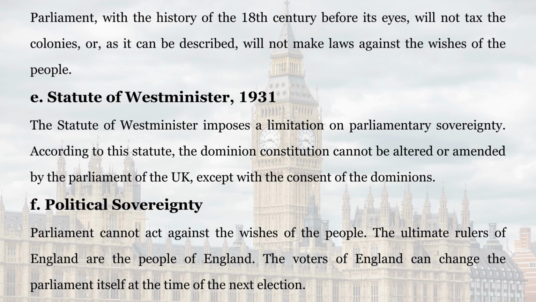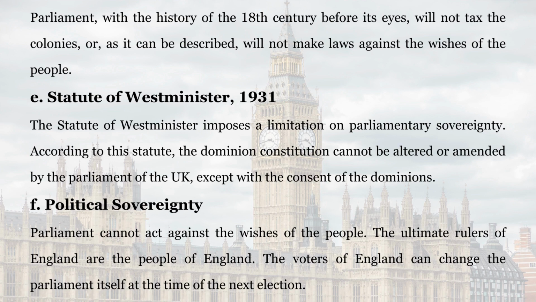Statute of Westminster, 1931. The Statute of Westminster imposes a limitation on parliamentary sovereignty. According to this statute, the Dominion constitution cannot be altered or amended by the Parliament of the UK, except with the consent of the Dominions.